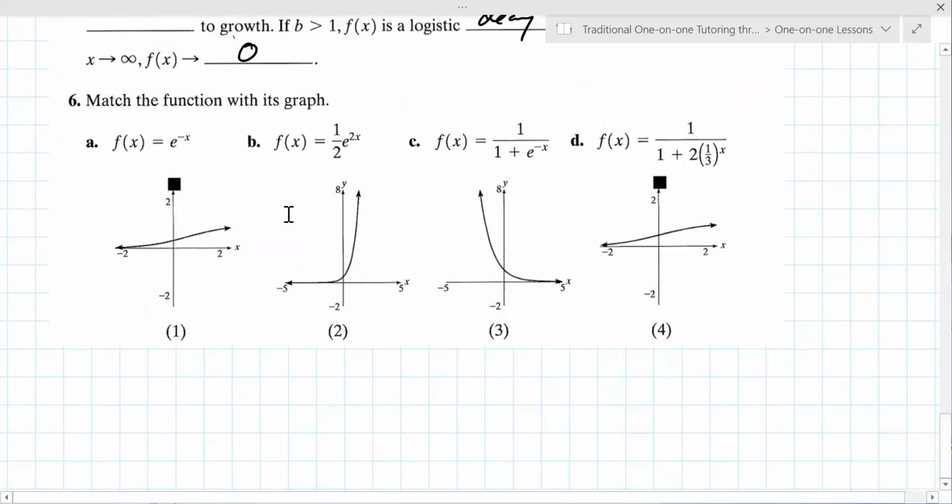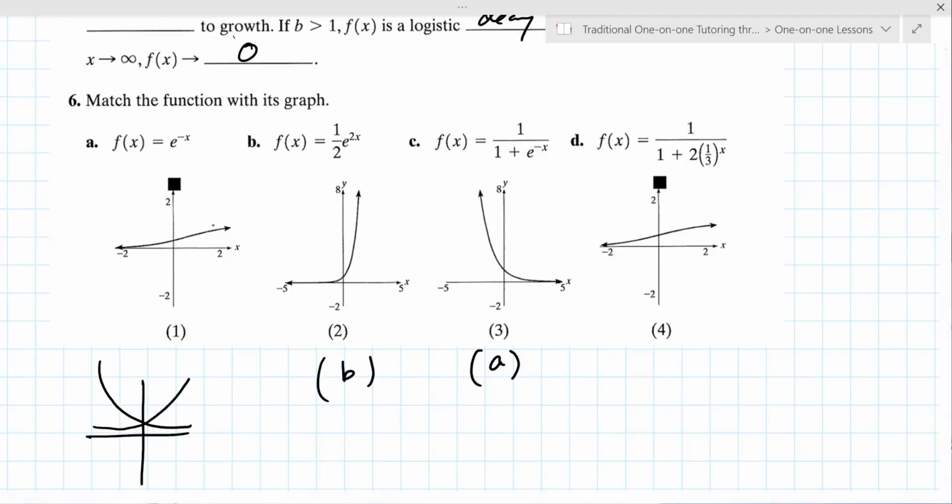All right, let's see if we can do 6. You want to go for the ones that maybe you've seen before, like e to the x goes like this. So e to the minus x is a flip that way. So this is letter A. And I just showed you what e to the x looks like. So e to the 2x is going to look something like that. These aren't scaled well, but you can see that that's probably B. And then these are really like the same graph to me. So I don't really know how you're supposed to choose between them, but you're supposed to choose between them.